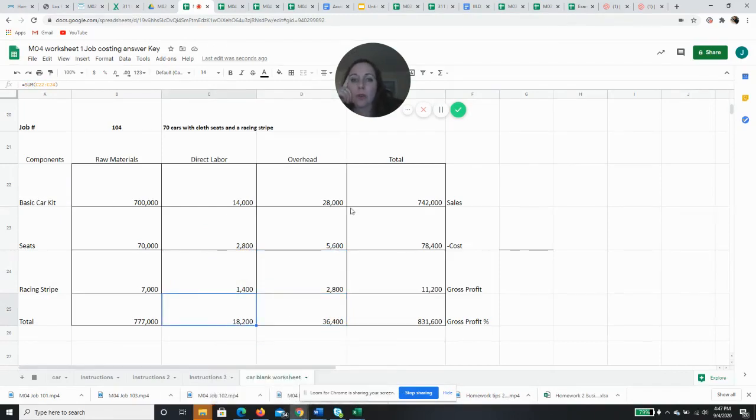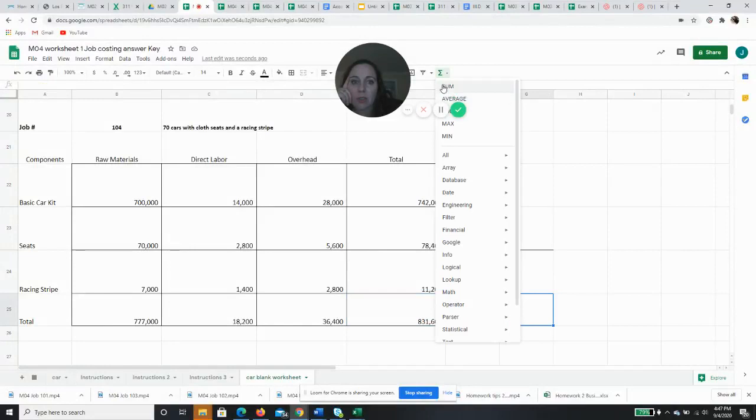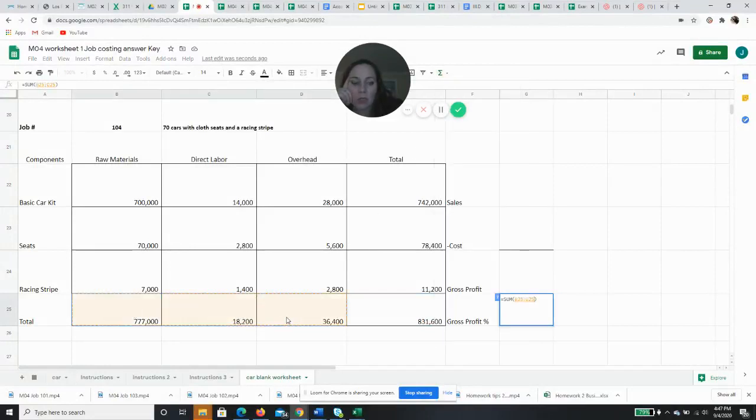All right, so our total cost for basic car kit is going to be 742,000. For seats, 78,400, and for racing stripes, 11,200. If you add up those 3 numbers, you get 831,600. I'm going to add my totals across the bottom to make sure they match, and they do. If I'm using a spreadsheet like this, because it's all formula based, they should match.